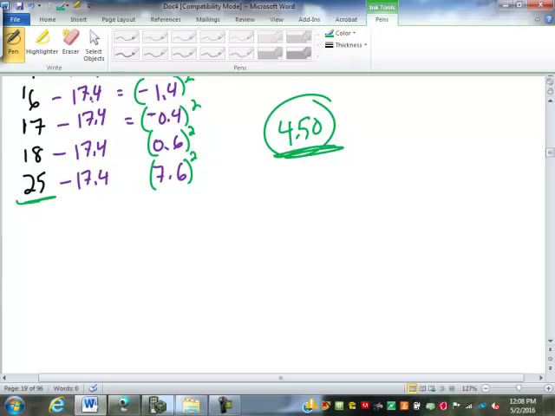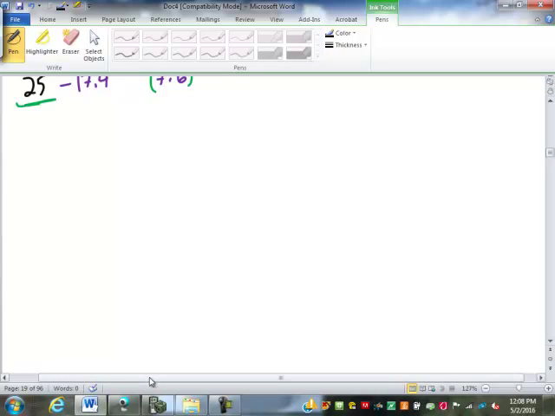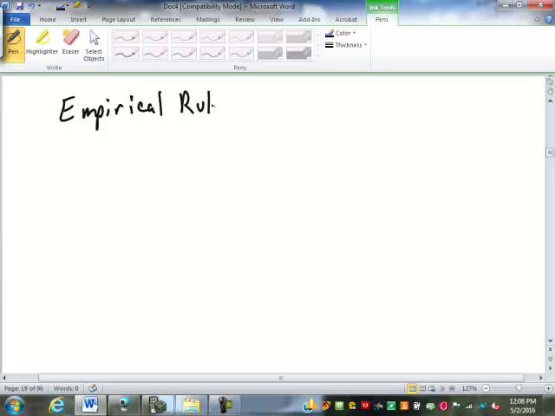Okay, moving on. Next thing I want to address is what are these used for? What good does the center and spread do us? I want to talk about something called the empirical rule. And the empirical rule talks about if we have items that are approximately normally distributed, approximately a normal curve, like most items in nature are, we can come up with some basic ideas of where the numbers should be.